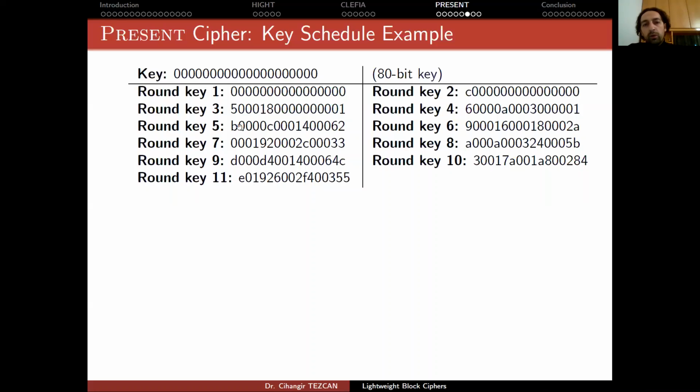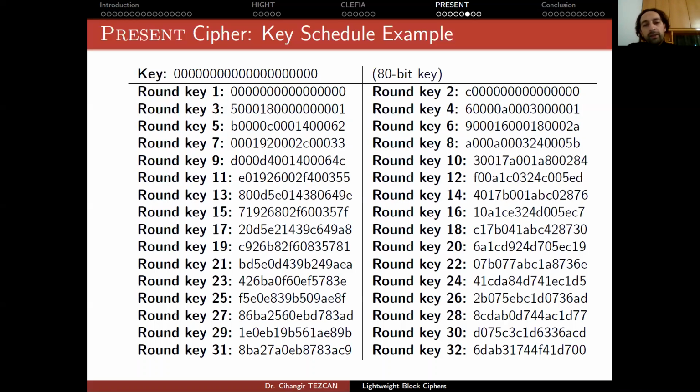Because if you want it to be more complicated, then you need to perform more operations, but this means that your cipher will be slower. So if you perform this operation 32 times, we have 31 rounds, but we also had an initial round key XOR. This is why we have 32 round keys. And this is what you get when your master key is all 0.